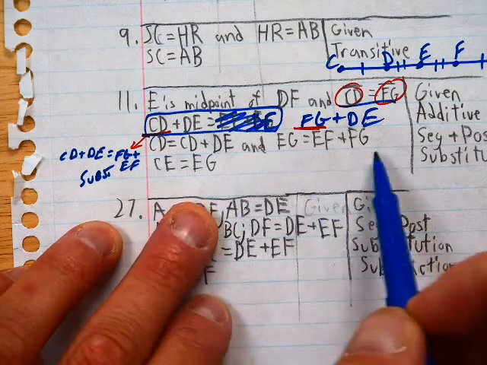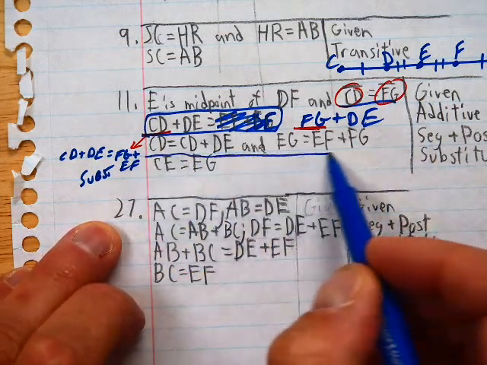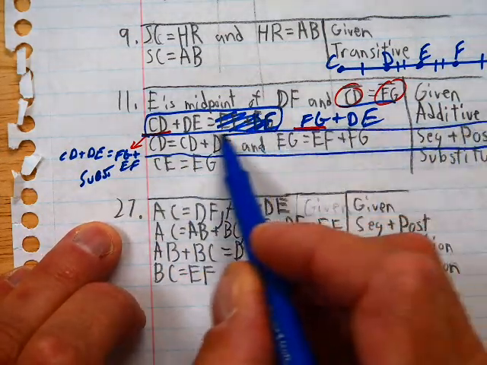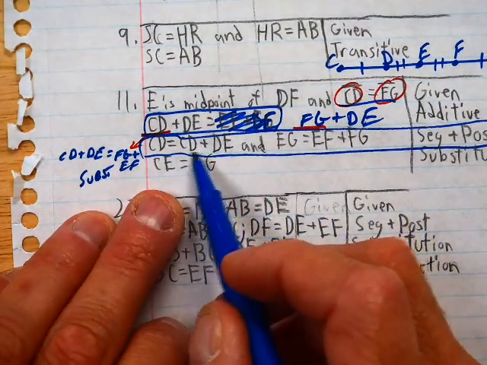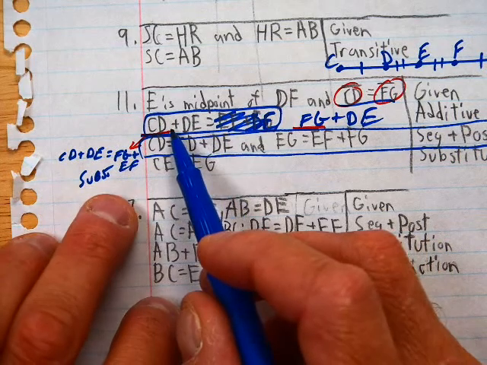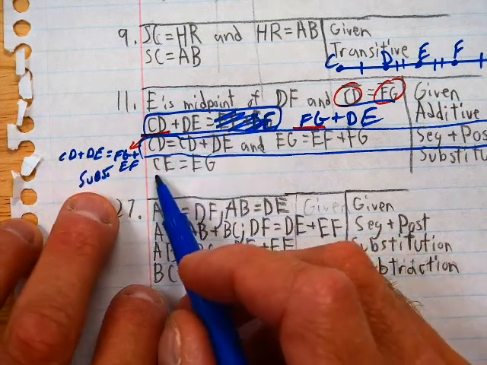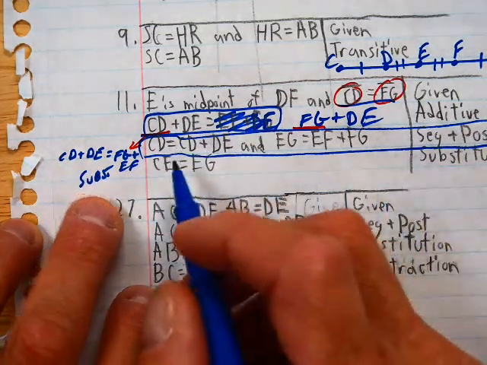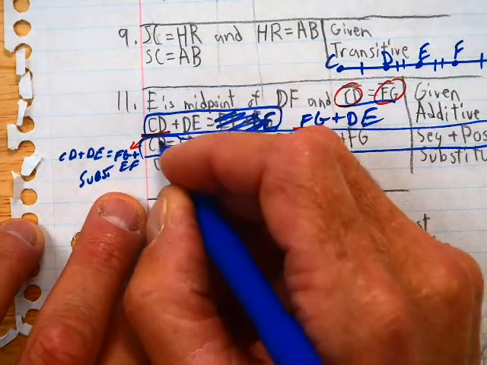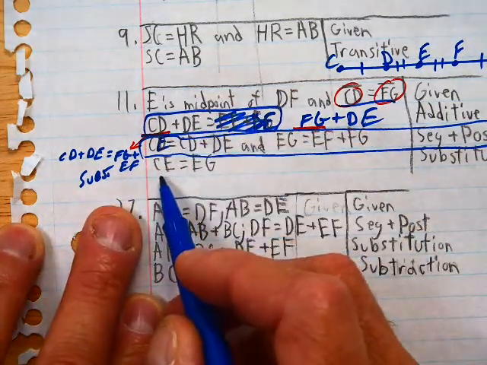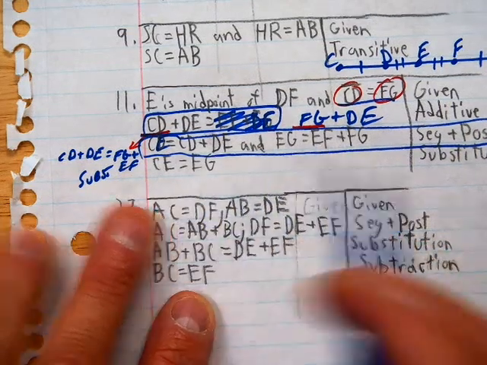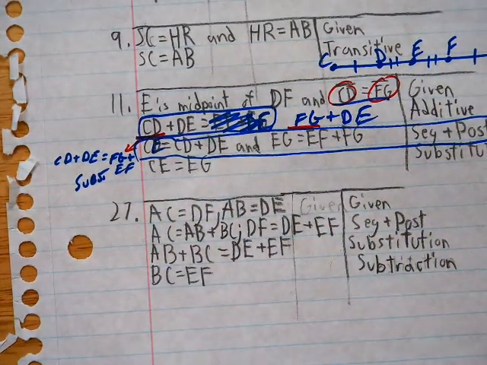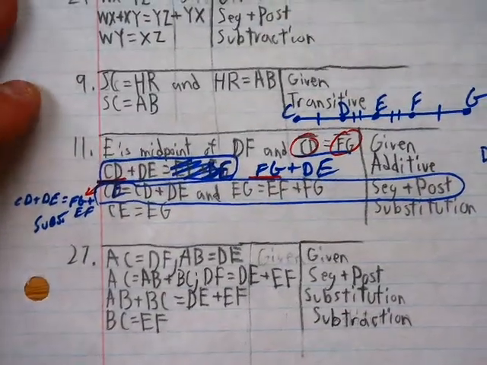Now you did this, that's fine. If you guys want to tackle this next step that way, you definitely can. And then what he did is he said, I see a CD plus DE, which is right there, same thing as, this should be CE. Should be CE, and this one should be EG. You did a substitution. Okay, so here's what I would do.